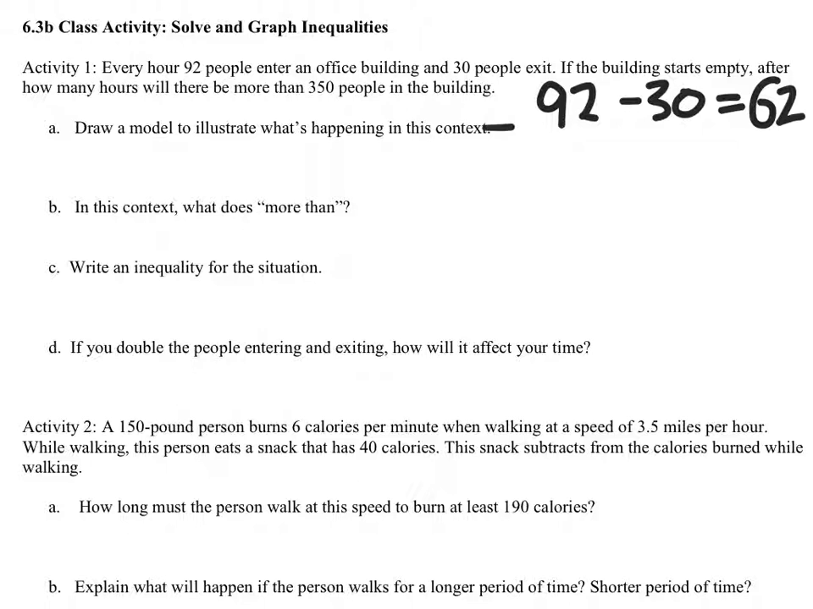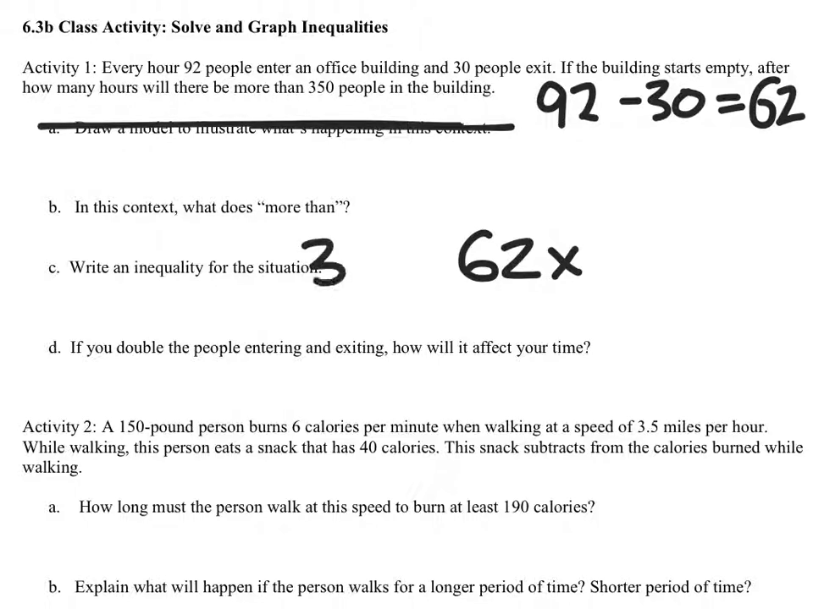We'll skip that part. In this context, what does more than mean? It means we want some number greater than 350. And now write the inequality. So we know that there are 62 people in the building every hour. So if we multiply this by the number of hours, then we will have the number of people in after a certain number of hours. Now we're comparing this with 350. But particularly we want to know when there will be more than 350 people. So we're going to make this greater than the 350. Or in other words, 62x, the number of people remaining in the building, should be greater than 350.